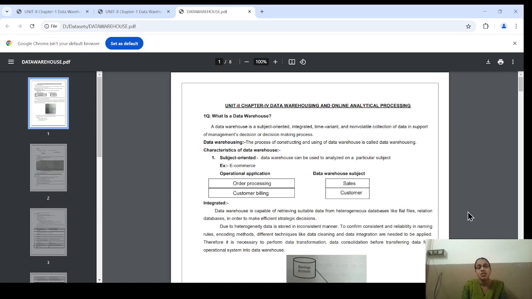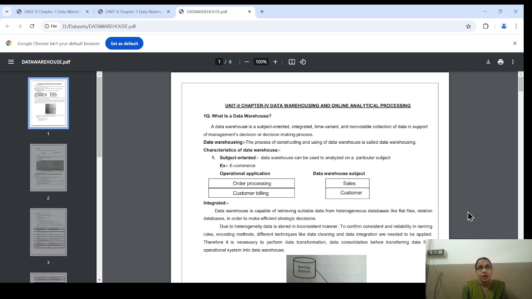Today we will talk about the concept of data warehousing and analytical processing. A data warehouse is a subject-oriented, integrated, time-variant, and non-volatile collection of data for the decision-making process. The process of constructing and using a data warehouse is called data warehousing.